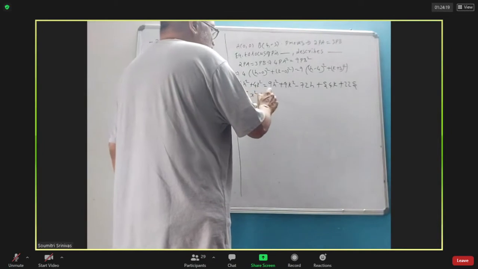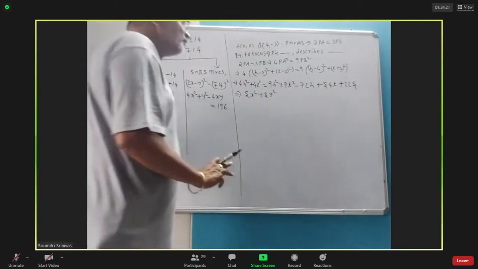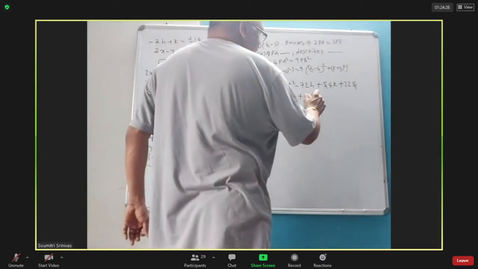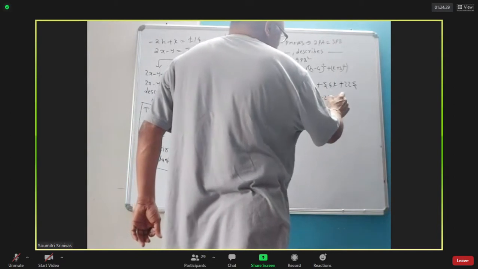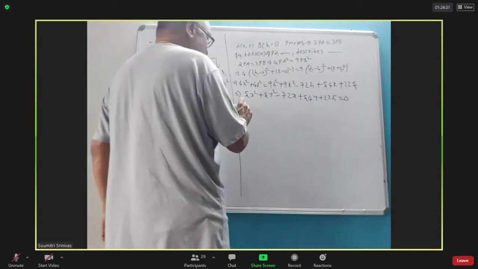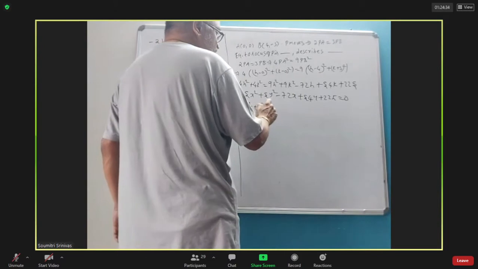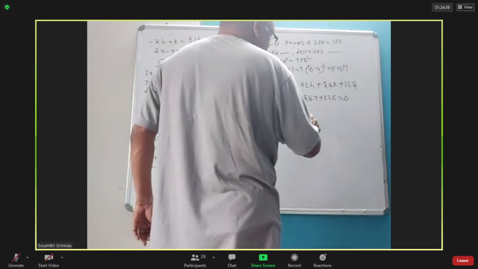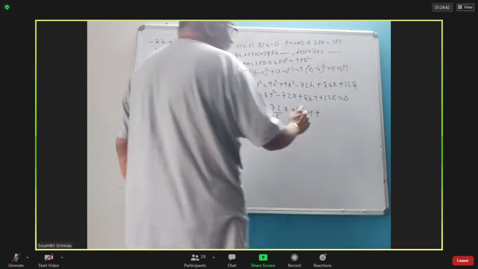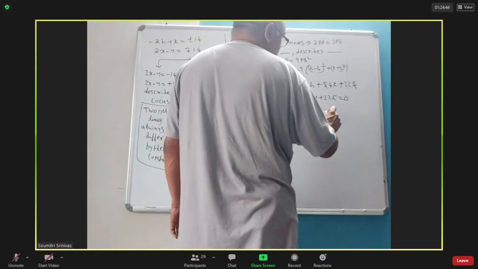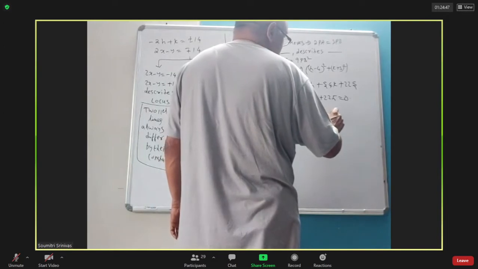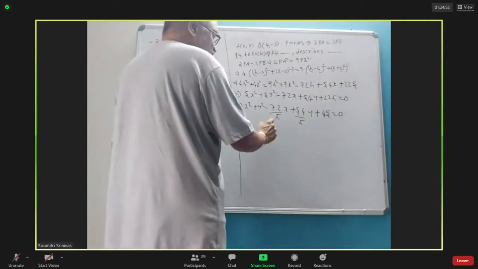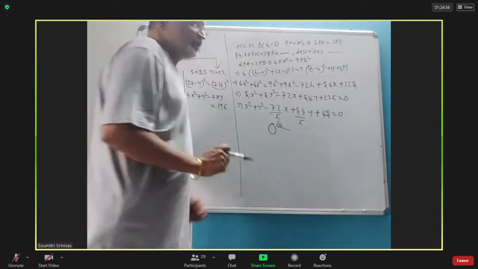5x square, 5y square. Now tell me, the rest are the same, right? 72x, 54y, 225. x square y square, 72 by 5x, 54 by 5y, 225 by 5, how much is it? Locus will describe a circle.